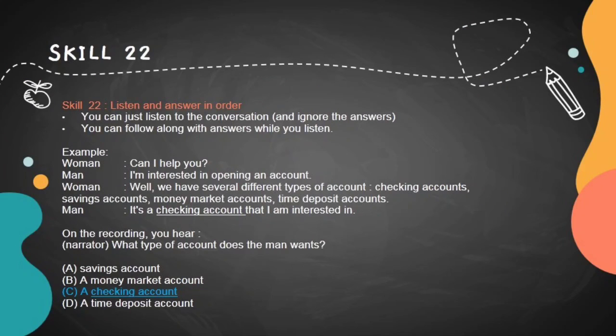Skill 22. Listen and answer in order. There are two possible methods to use when you listen to a long conversation. The first one, you can just listen to the conversation and ignore the answers. And the second, you can follow along with the answers while you listen. Some students prefer to just listen to the conversation while it is being spoken. And if that method works well for you, then that is what you should do.